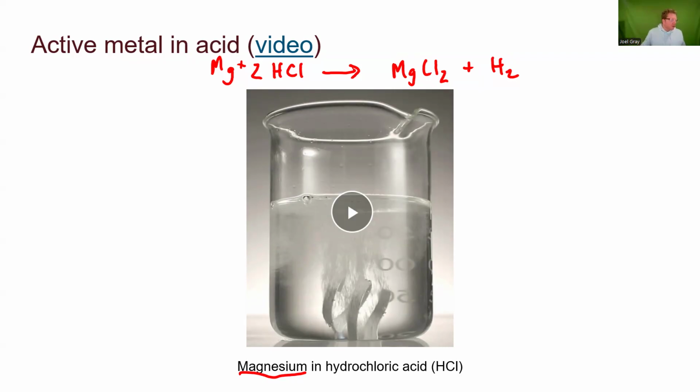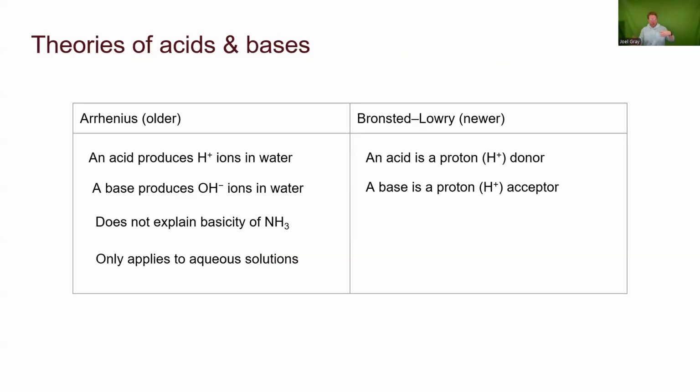Now, there are two major theories on acids and bases. The older theory is known as the Arrhenius acids and Arrhenius bases. And they're a little bit different. For instance, an Arrhenius acid produces hydrogen ions in water. An Arrhenius base produces hydroxide ions. But it has some limitations. It basically says an acid or a base has this or this.